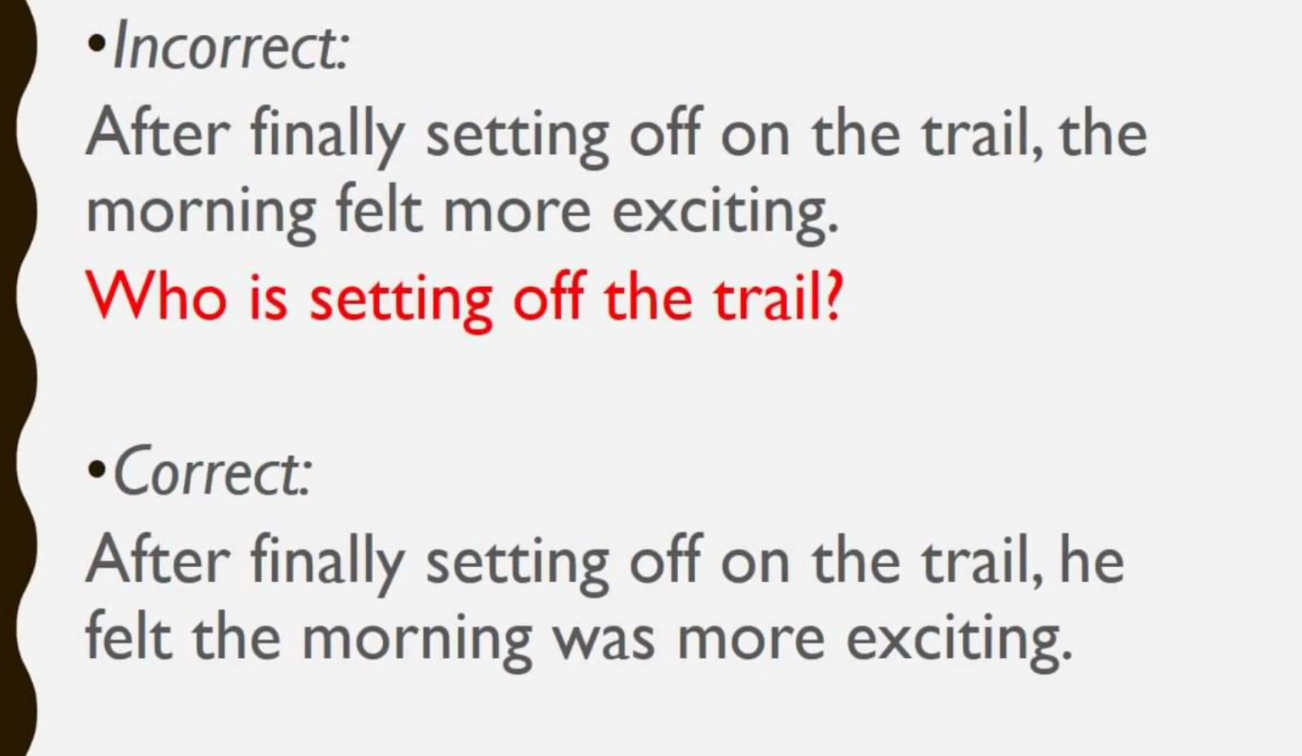In short, a dangling modifier is a word or a phrase that modifies a word not clearly stated in a sentence. For example, after finally setting off the trail, the morning felt more exciting. Who is setting off the trail? It's missing. We can't find it in the sentence. So it has to be stated this way. After finally setting off the trail, he felt the morning was more exciting. So in this sentence, we already have the word that is being modified, he.